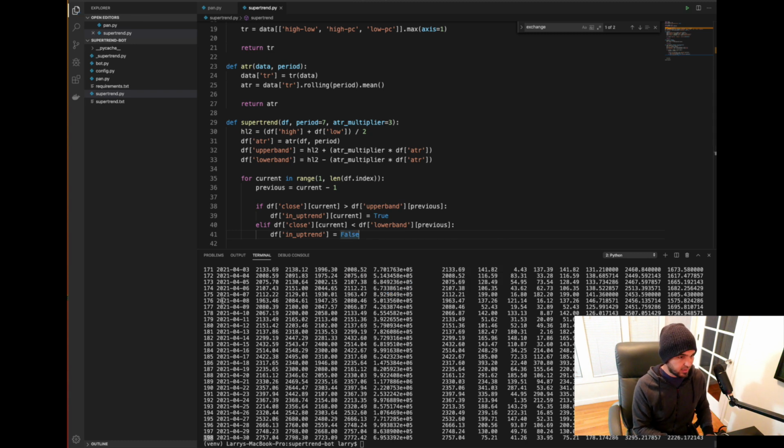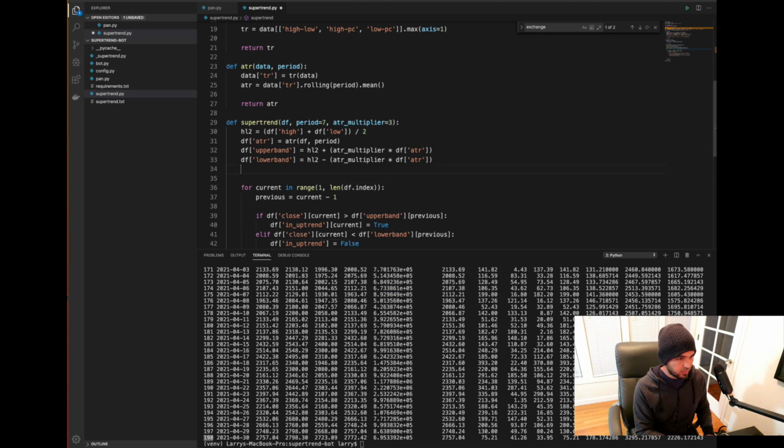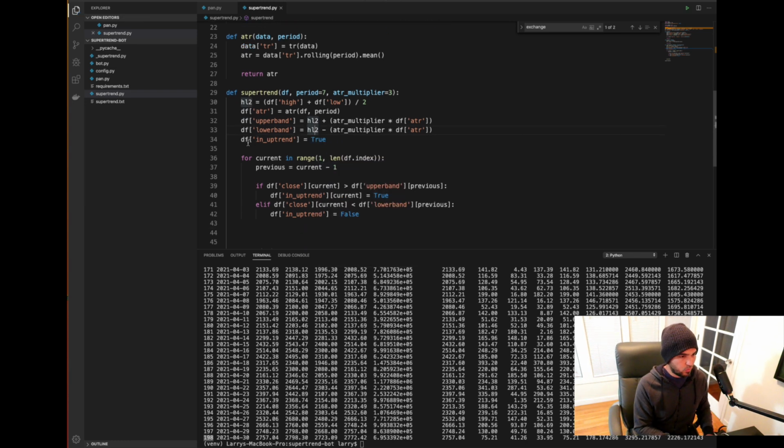And I can initialize all of these in the column. So I'm going to initialize in uptrend to true. Okay. So we're going to just initialize all these values, and we're going to flip in uptrend between true and false, depending on if the close is above the upper band or the close goes less than the lower band.